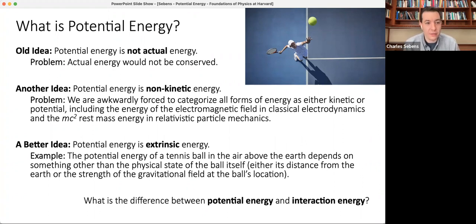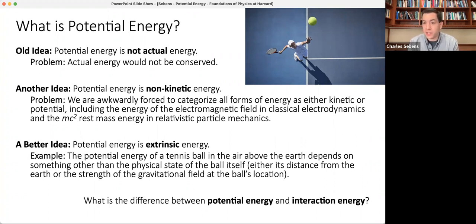One reason why that picture is unattractive is that if potential energy is not real energy, it's not actual energy, then actual energy wouldn't generally be conserved. Often it's only potential energy plus whatever other kinds of energy you have that is conserved, not the other energies on their own. So we can move past that idea quickly. Another possible idea is that potential energy is to be contrasted with kinetic energy. You might try to classify all energy as either kinetic or potential. Then the distinguishing feature of potential energy would merely be that it is non-kinetic.